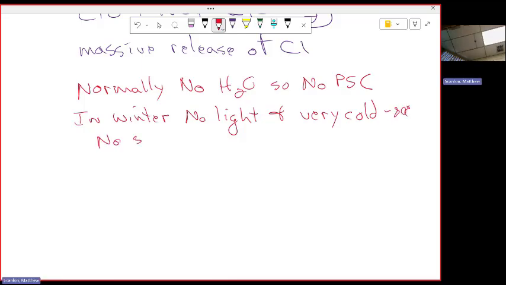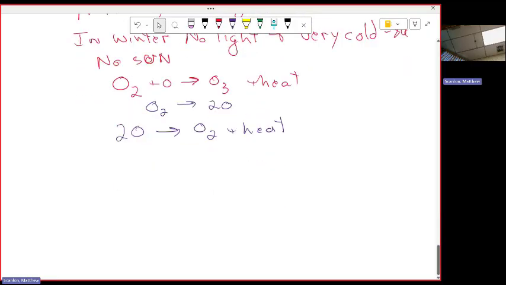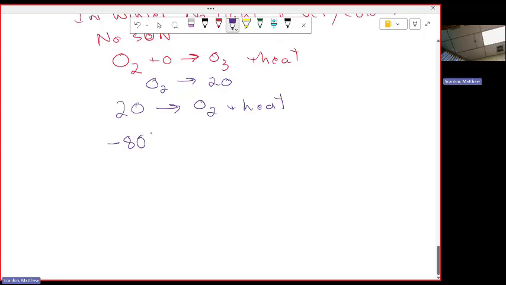There's no sun, and so we don't have the typical reactions that heat up the stratosphere. There are two of them. O2 plus O yields O3 plus heat. It's not happening. The reason it's not happening is there's no light converting O2 to 2O, oxygen atoms, and therefore we have this reaction not happening, 2O going to O2 plus heat. And so you get cooling of the stratosphere, massive cooling. It will drop down to somewhere around negative 80 degrees C.